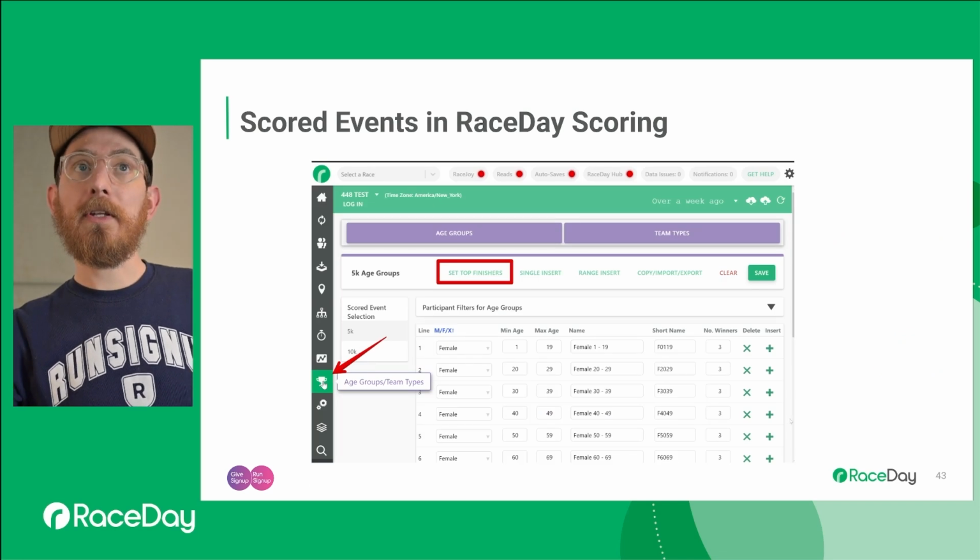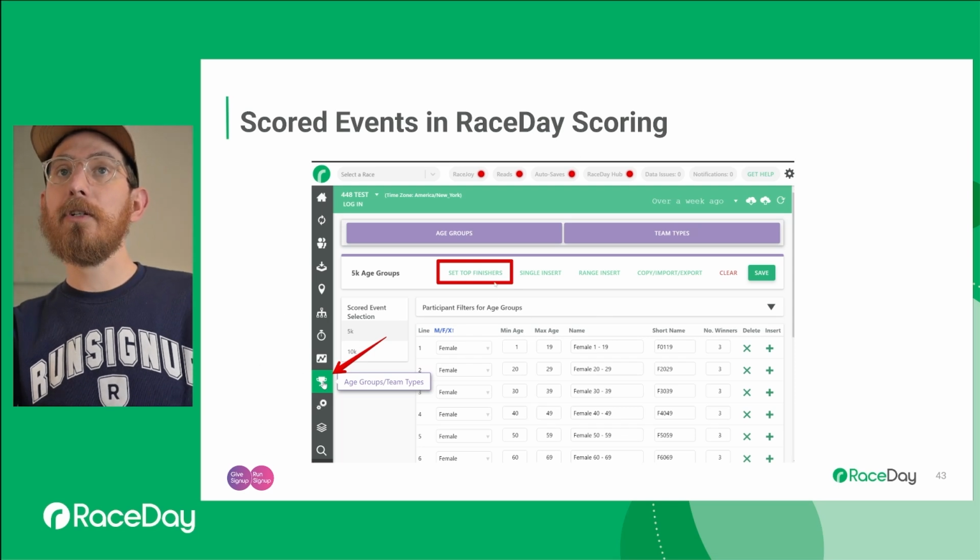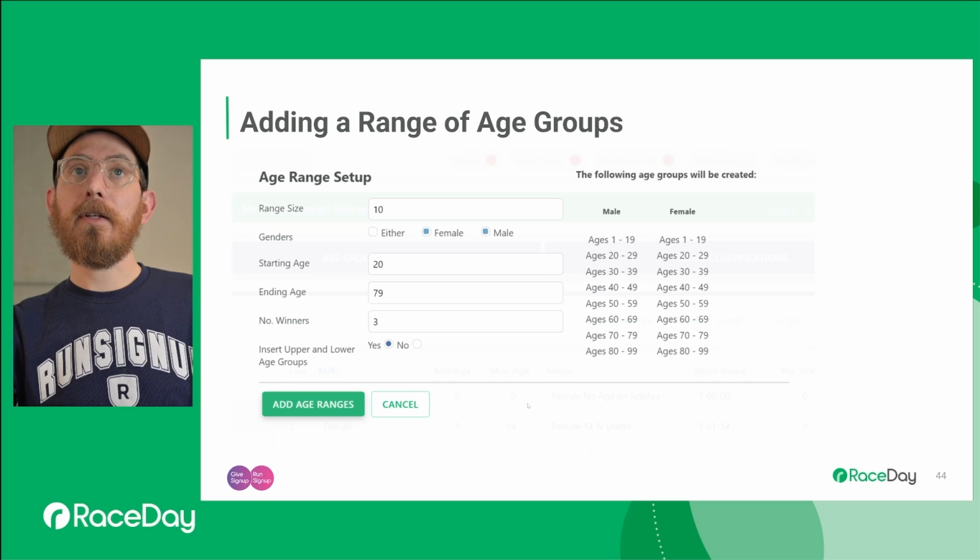And so if you come into age groups, you'll see the age groups set up here and also top finishers. So you can go ahead and click set top finishers. And this is actually the age group setup. If you click the button to add a range, you would come in here and set up the range size, the starting age, the ending age, and the number of winners.